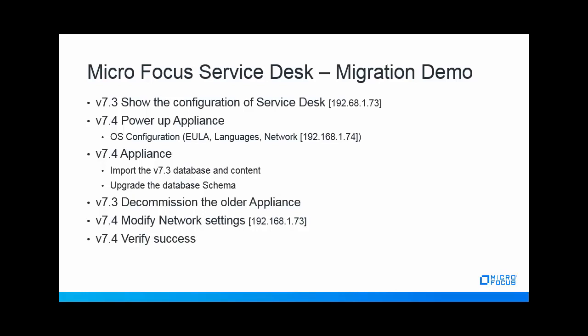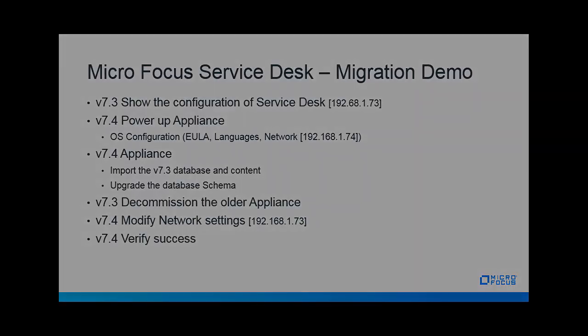Then on the version 7.4 appliance, we'll import the version 7.3 database and content, because in our appliance we have the embedded database. So we'll do both, not just the content but also the database. And then we'll upgrade the database schema. Then we'll decommission the version 7.3, modify the version 7.4 network settings to 7.3, and verify success. We'll presume the database and server have been backed up and all the customized files are noted or copied for safekeeping. Let's go through that demonstration.